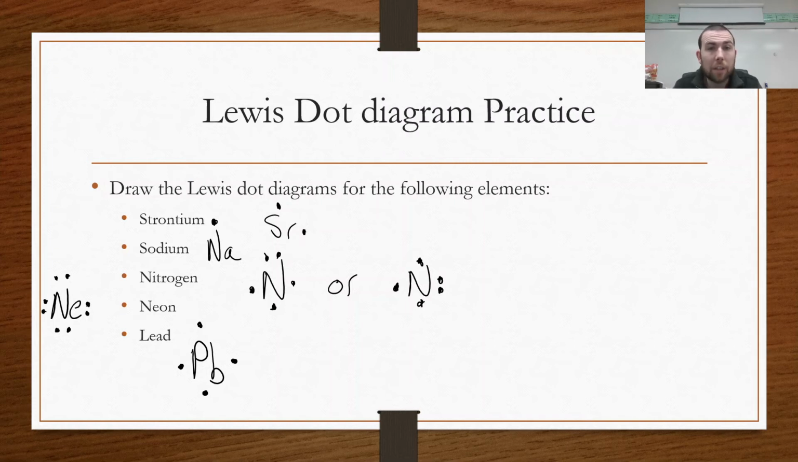And so there you have it, ladies and gentlemen. Those are the Lewis dot diagrams for those 5 examples. I hope this video was helpful. I hope you were able to do well in the practice.